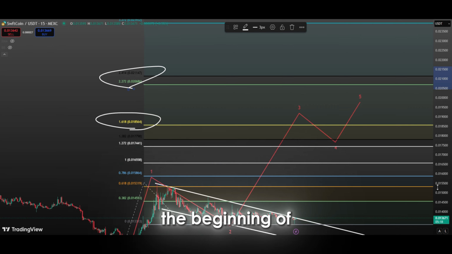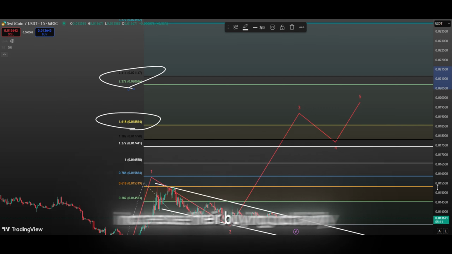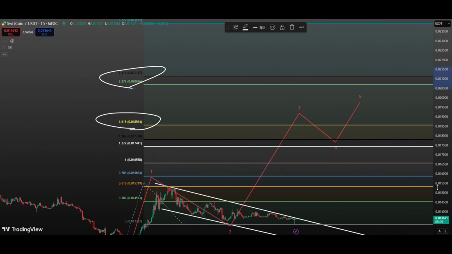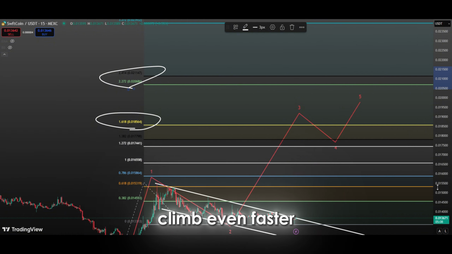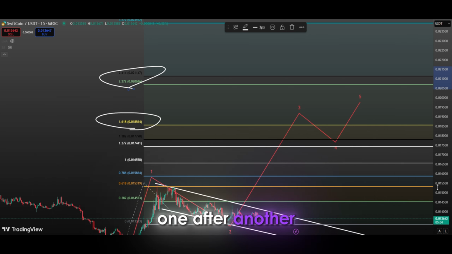In addition, at the beginning of the third wave, there is often a noticeable positive sentiment across the market. As investors realize that the previous correction has ended and a new uptrend has begun, they tend to increase their buying activity. This creates substantial demand-side pressure, causing prices to climb even faster. The hallmark of the third wave is the market gaining momentum and prices breaking through resistance levels one after another.